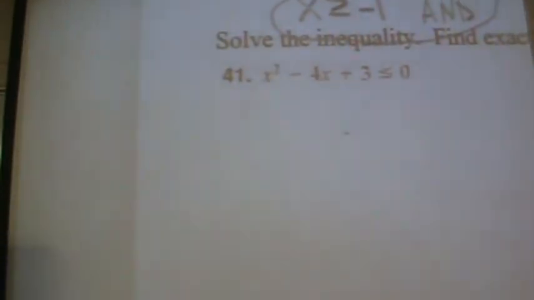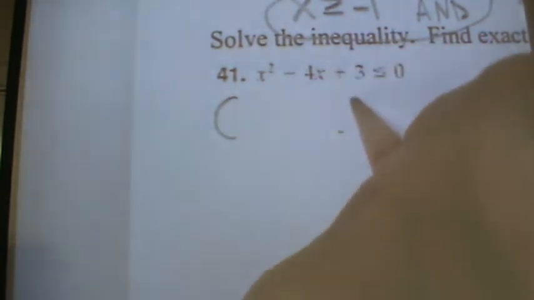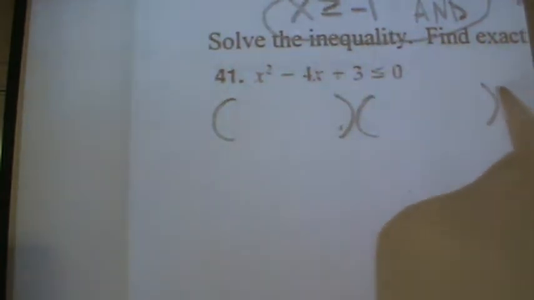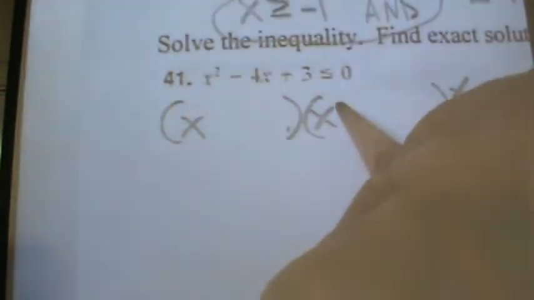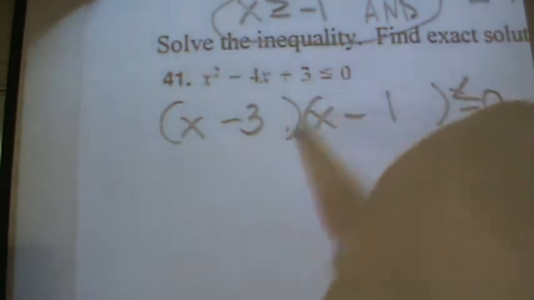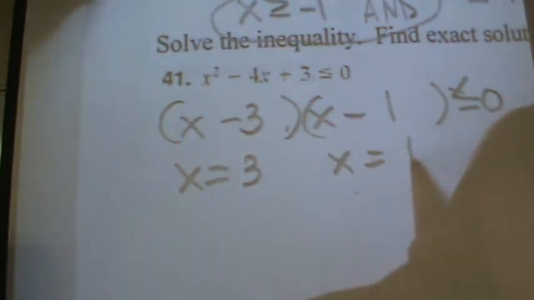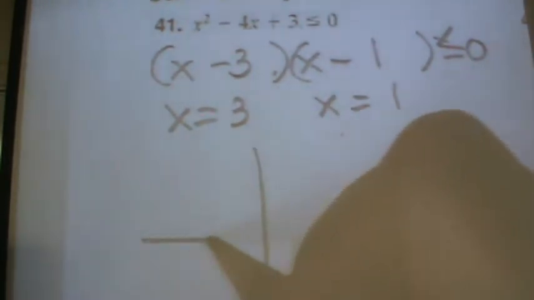Okay, now these are the quadratic ones. If you were to factor, this one is factorable. X times x, negative 3, negative 1, multiply to give you 3, but add to be negative 4. So 3 and 1 are your roots.